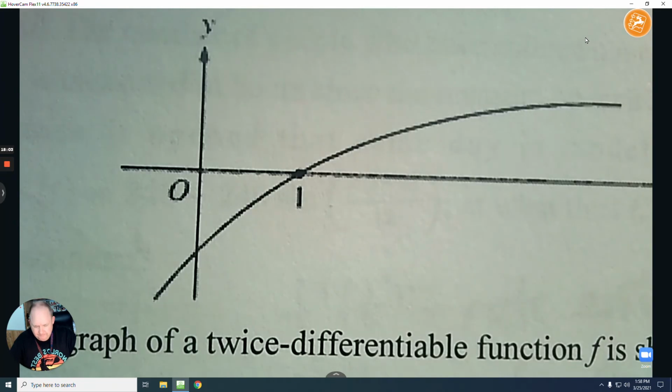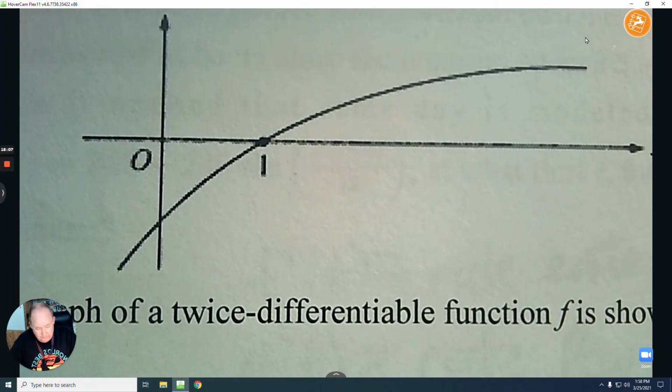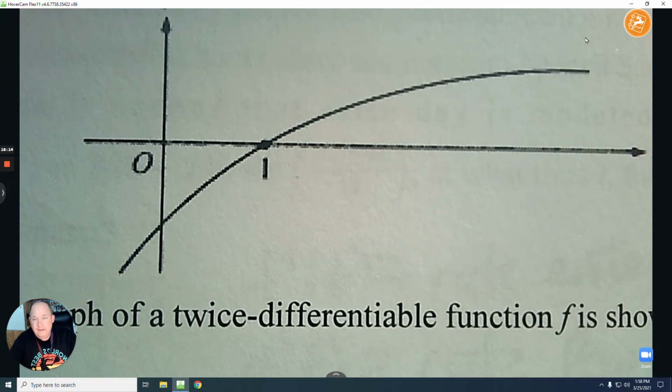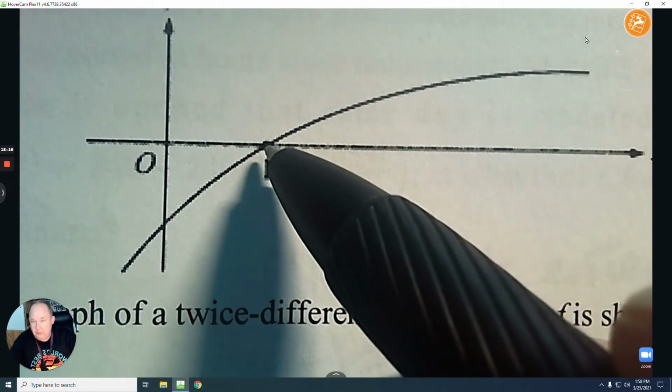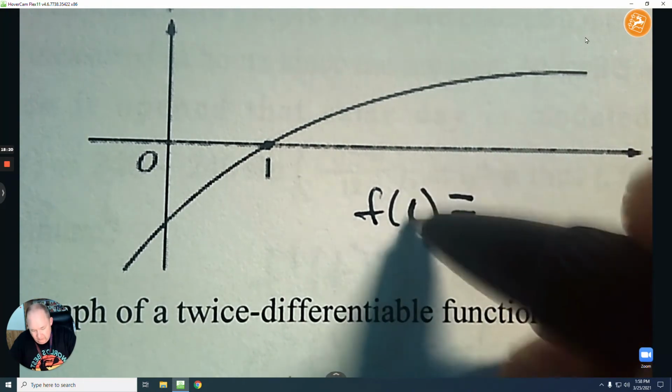Number 9. In number 9, the graph of a twice differentiable function f is shown in the figure above. Which of the following is true? And they're looking at the value of the function at 1. So if I said, hey, what is f at 1 equal? You would just say it equals 0.